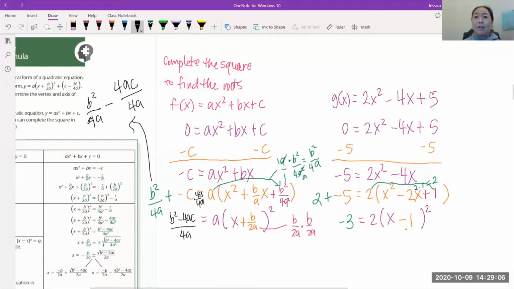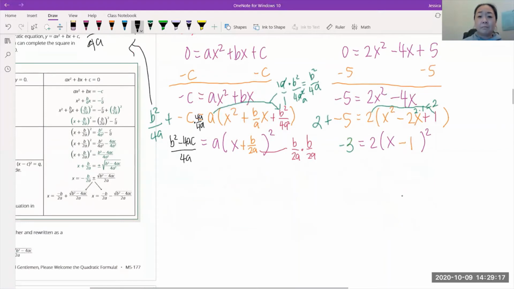All right, so then remember the whole point of this was to find the roots. So that's what we're going to do. Now we have just x in one place. Now we can solve for x. So what is the first thing we need to do? We need to divide by 2, this 2 right here. So I'm going to divide by 2, divide by 2. And so we're going to get -3 over 2 is equal to x minus 1 squared. Okay, so we're going to do the same thing over here. We're just going to divide by this a.